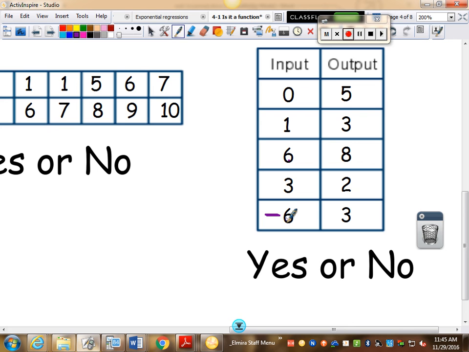So in that case, if one of those 6's were negative, I would be able to say, yes, that's a function. Okay, so that's a question that's coming up in class, so I want to make sure that I address it.